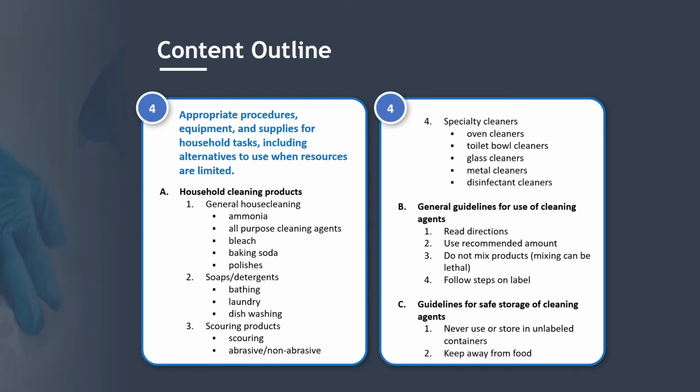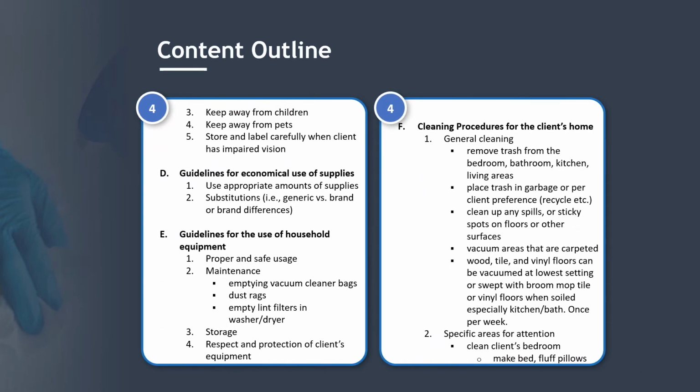C. Guidelines for safe storage of cleaning agents. Never use or store in unlabeled containers. Keep away from food. Keep away from children, and keep away from pets. Store and label chemicals carefully when the client has impaired vision.